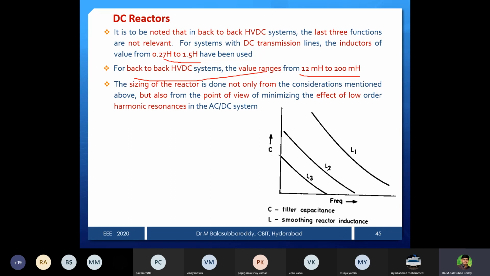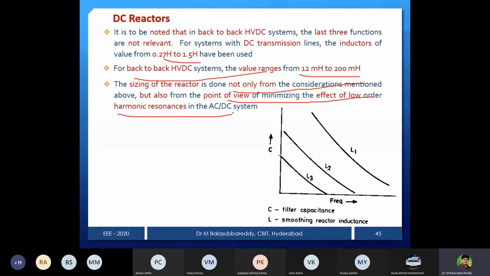The sizing of the reactor is done not only from the considerations mentioned above, that means commutation failure as well as ripple magnitude, but also from the point of view of minimizing the effect of lower order harmonics in resonance. Here I also mentioned harmonics: the lower order harmonic quantity will be more compared to higher order harmonics.